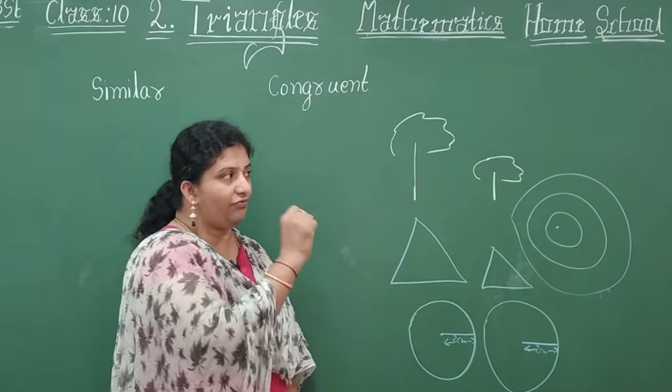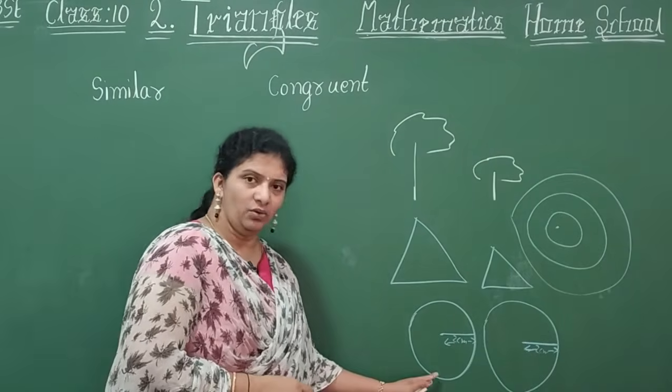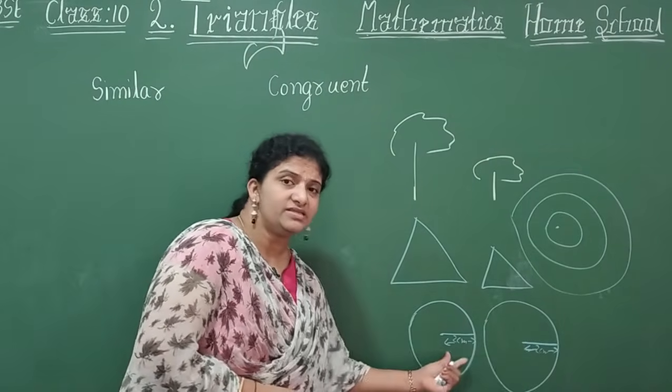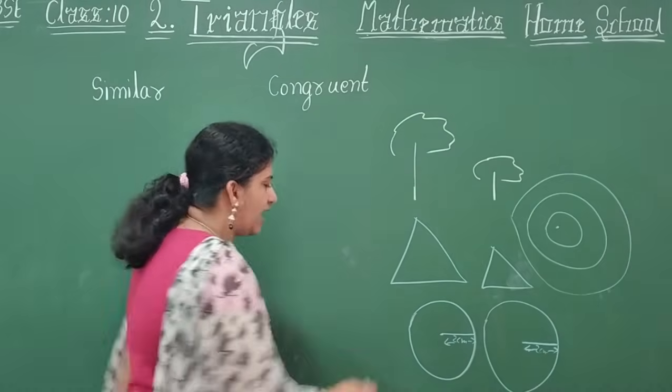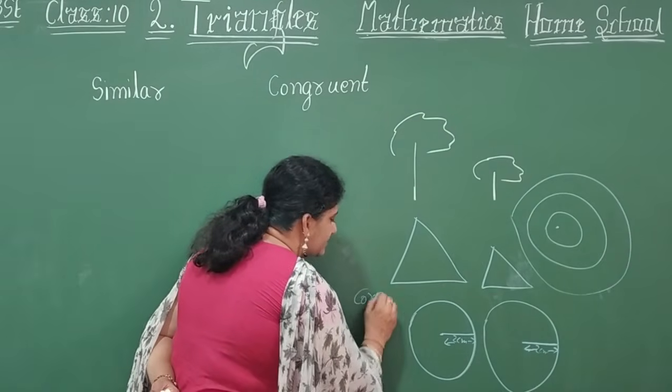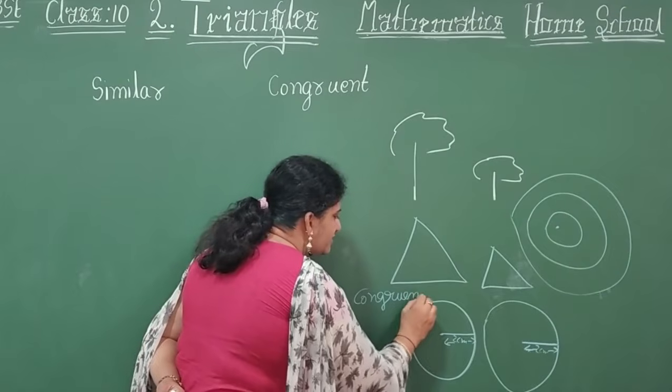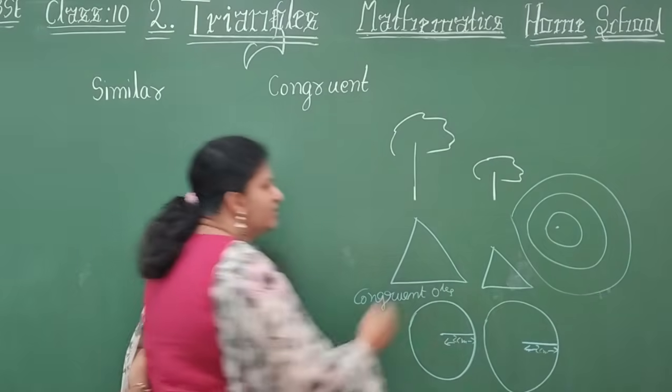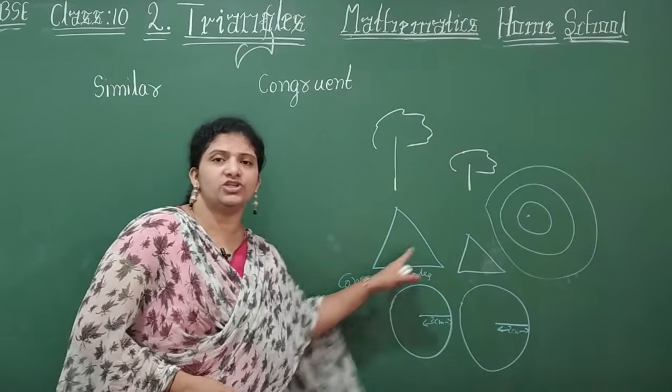Same center, different radius. But now, different center, same radius. What are these called? These are called congruent circles. Congruent circles.